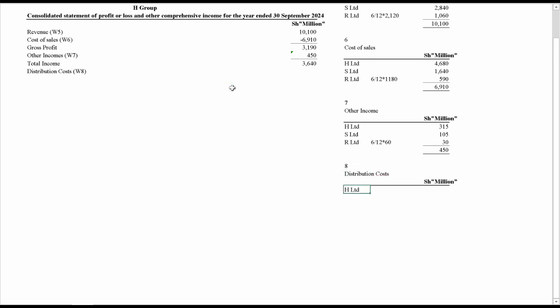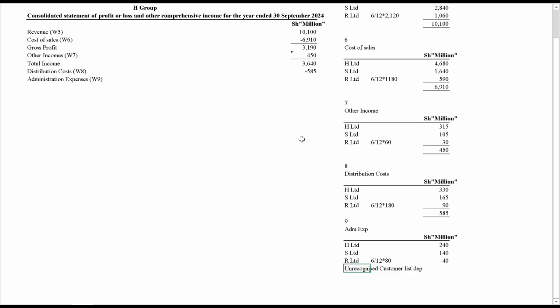Then you have distribution costs as working 8. We do the same. For H Limited, you have 330, S, and R for the 6 months. We get the total of 585. You have to subtract this expense, and then we go to administration expense. So we start with our H, which is 240, and then you have S 140, R for the 6 months.